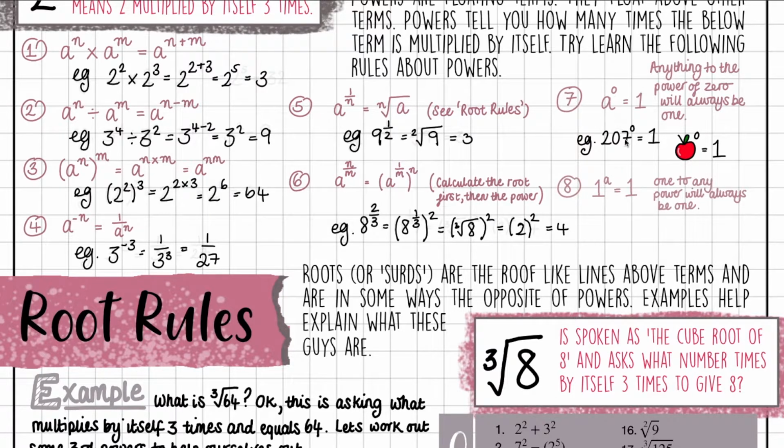Very similar to rule 7, it's an always kind of rule. So 1 to the power of anything will always be 1. So 1 to the 57, that's just 1. Our good friend apple, 1 to the apple, it's always going to be 1.